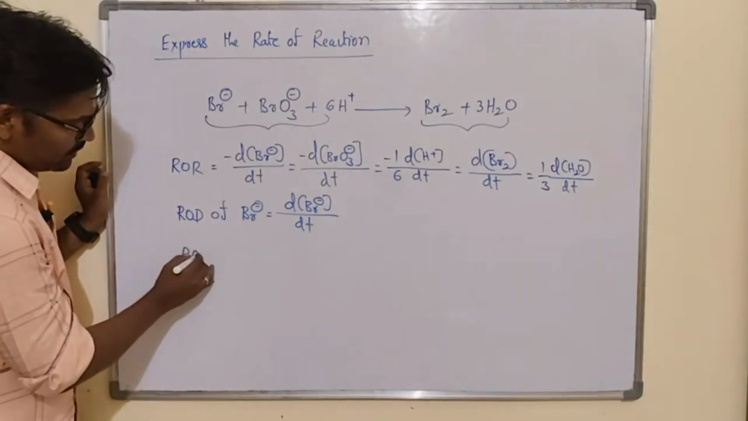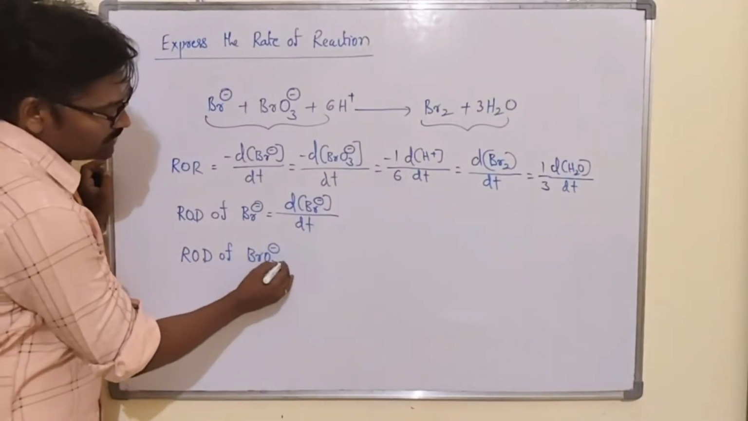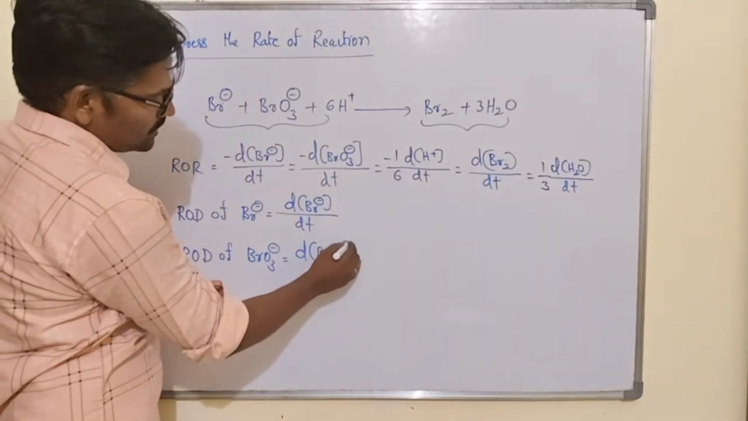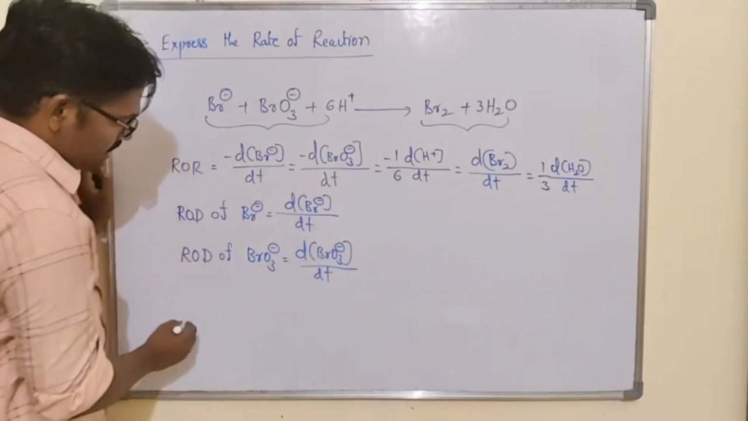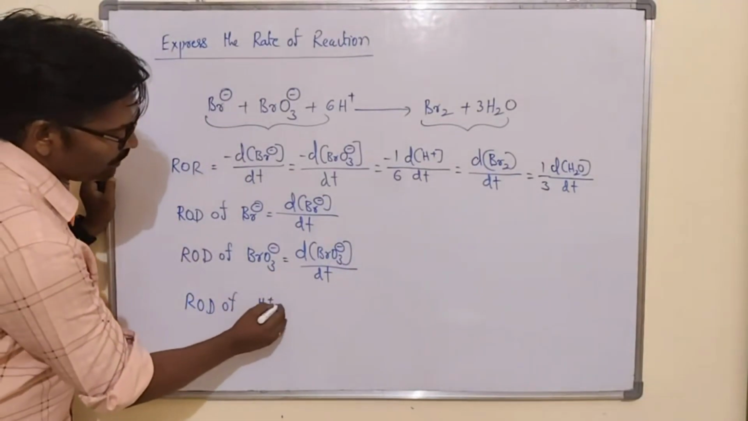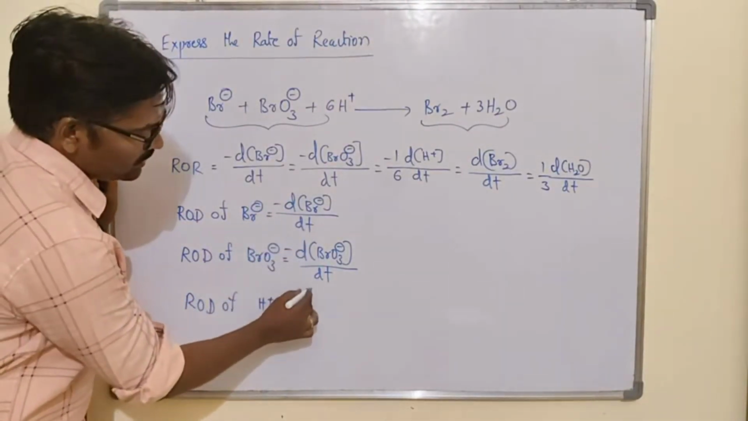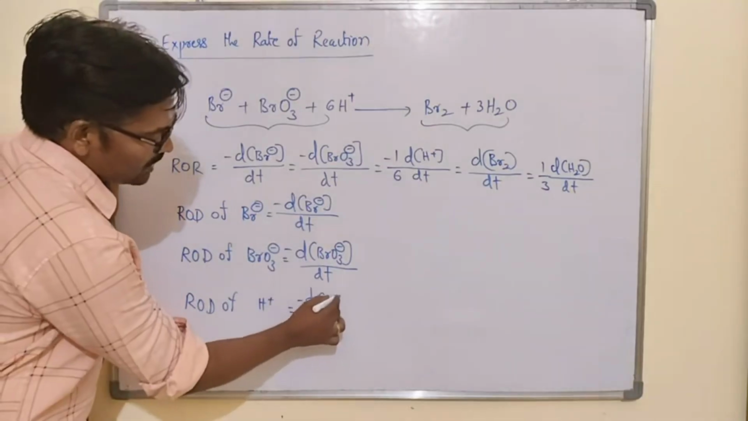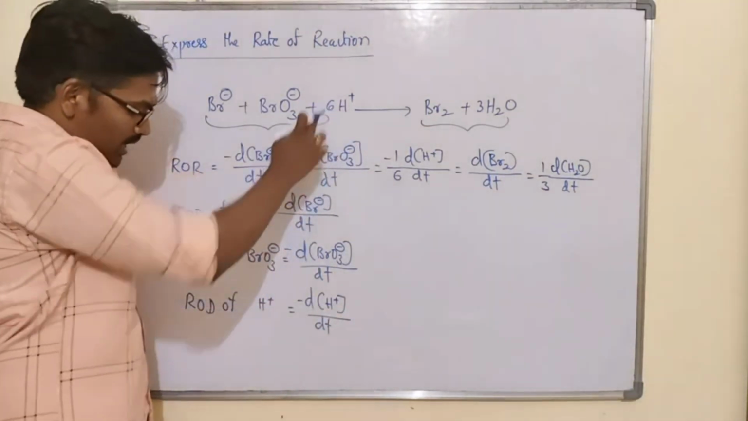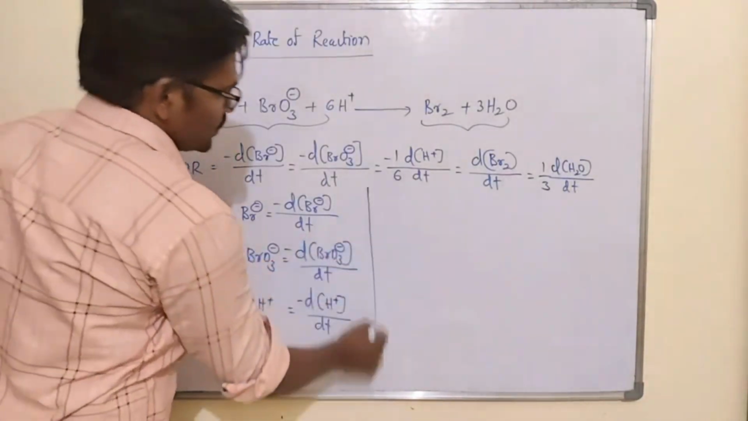Then the rate of disappearance of BrO3 minus equals minus d[BrO3 minus] divided by dt. Then the rate of disappearance of H plus ions, if you want to take it, is also with a negative sign: minus d[H plus] divided by dt. We don't take the stoichiometric coefficient in the disappearance, because it won't depend upon the stoichiometric coefficients.